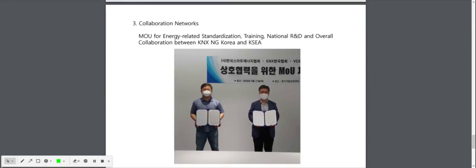Another one is that we also made a collaboration network with the KSEA, and signed a contract with the KSEA to make a good mood for energy-related standardization together, including training, national R&D, joining, and overall collaboration. This is the new strategy, or new approach, for us at this time.